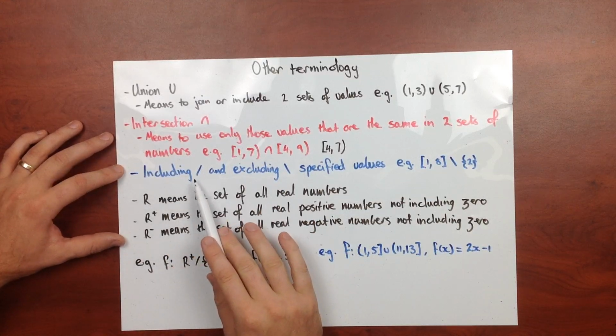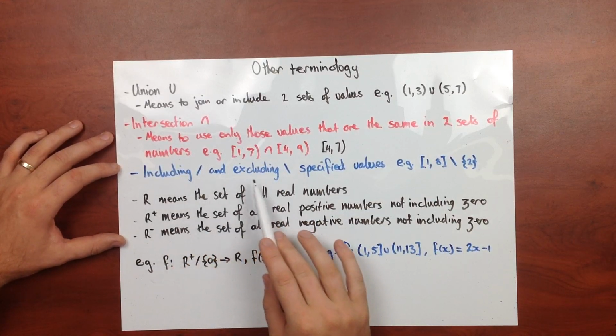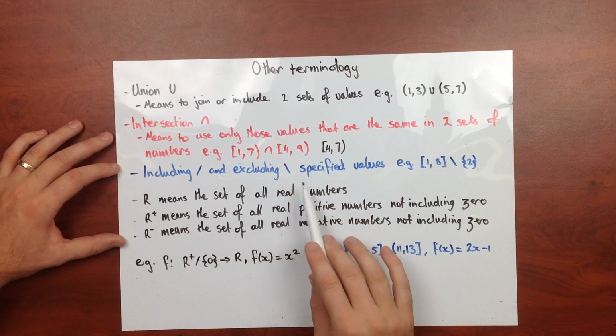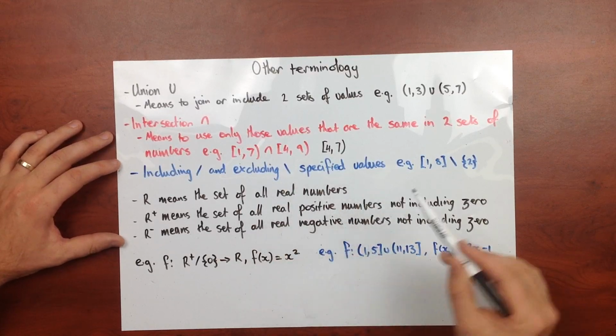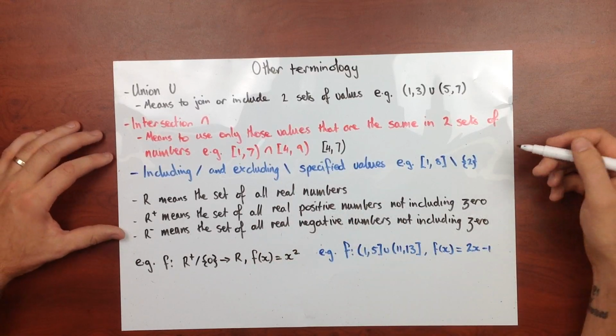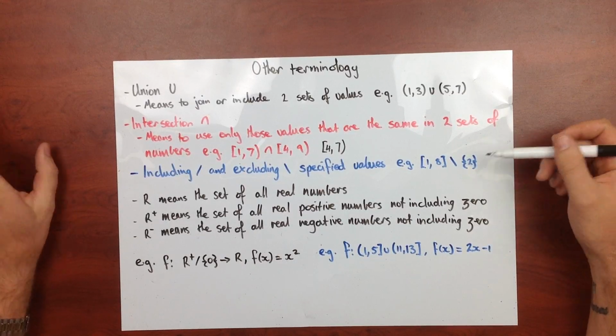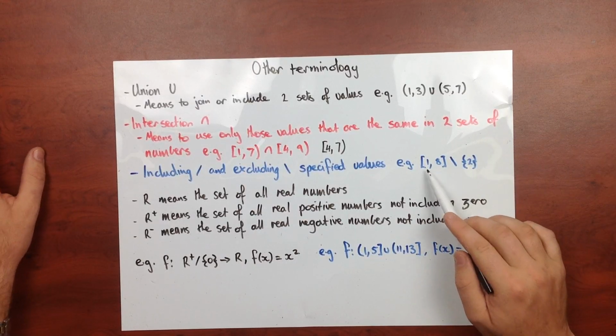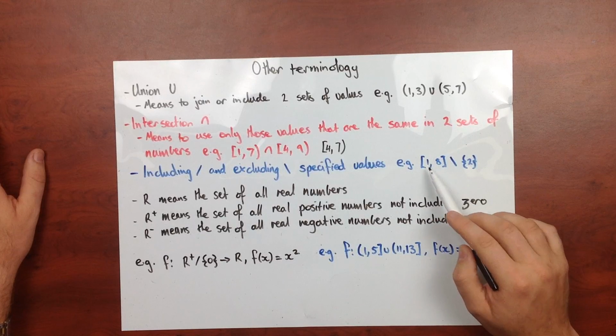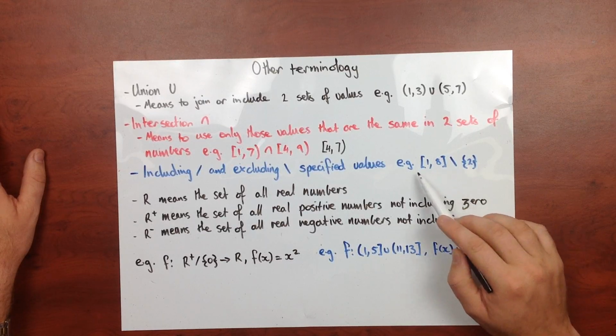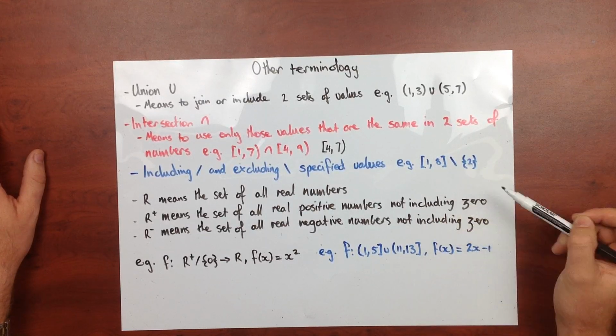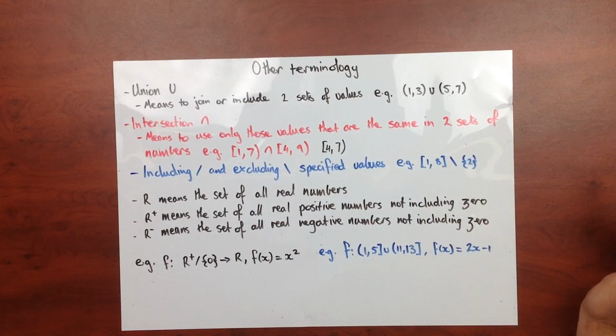Okay, we also use including as a forward stroke and excluding as a backstroke, and that's usually for specified values. It can be a range of values, it doesn't have to just be individual values. But for example here, I've got the range of values from 1 until 8, inclusive of both values, excluding 2. Okay, so I'm not going to include 2 there.